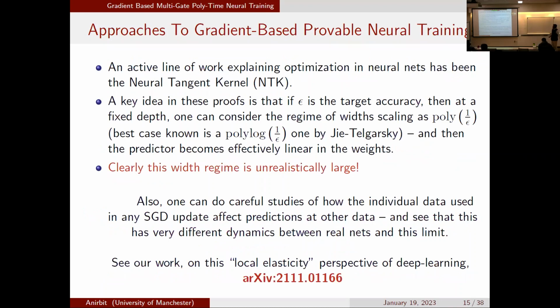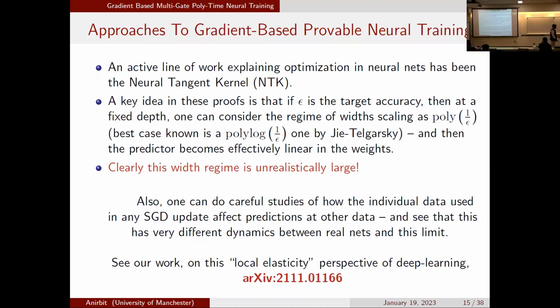One of the most prominent approaches to gradient-based training of neural networks is what is called the neural tangent kernel, the NTK approach. The idea in the NTK approach is essentially to say that if you want epsilon target accuracy, then start with a neural net whose width is poly 1 over epsilon. You can actually get it to polylog 1 over epsilon in one case that was studied by Ge and Telgarsky. And in that limit of width being poly 1 over epsilon, the predictor becomes effectively linear in the weights. And then the mathematics kicks in to get your global convergence.